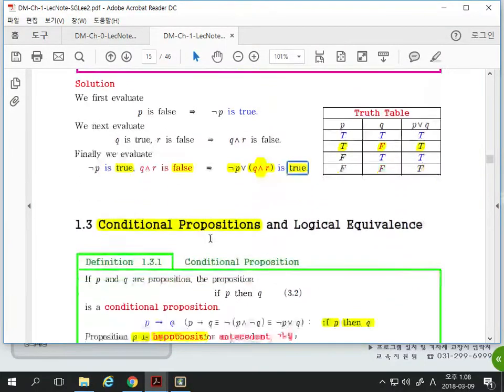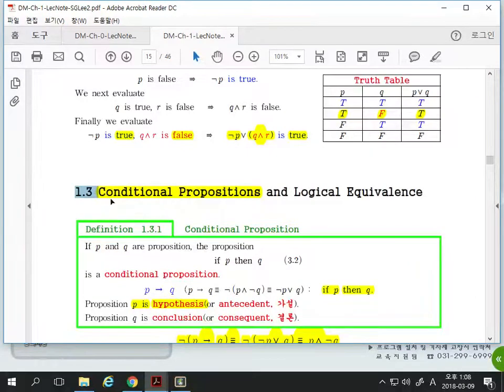Okay. Next, conditional proposition and logical equivalence.